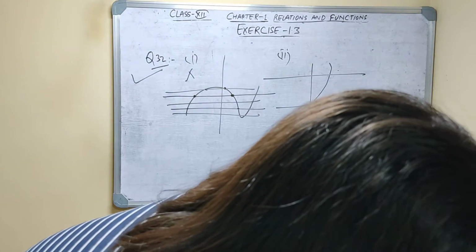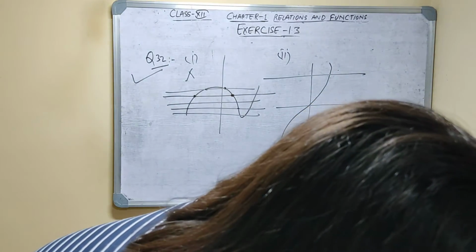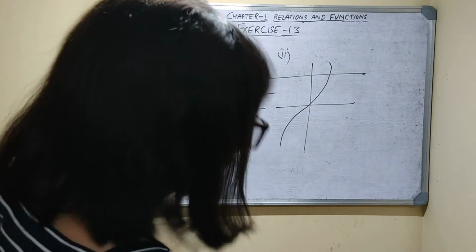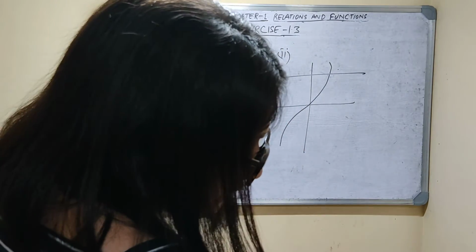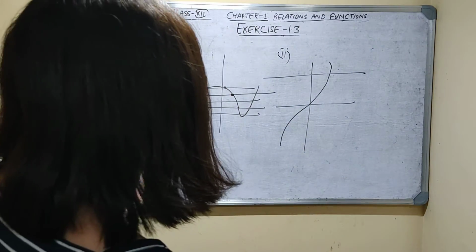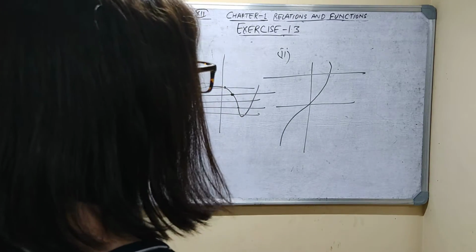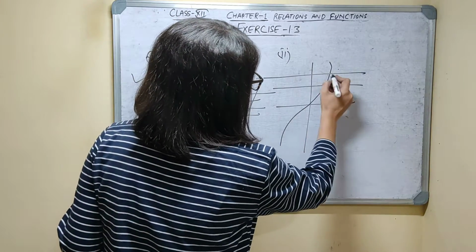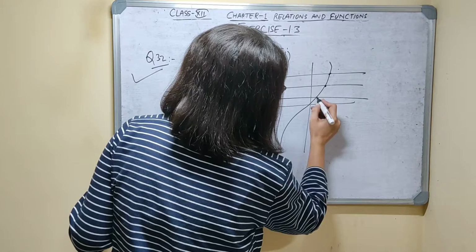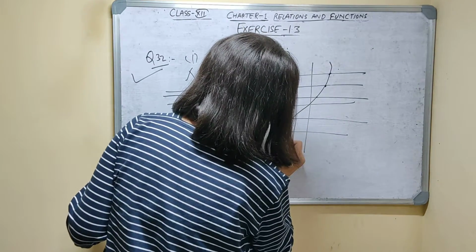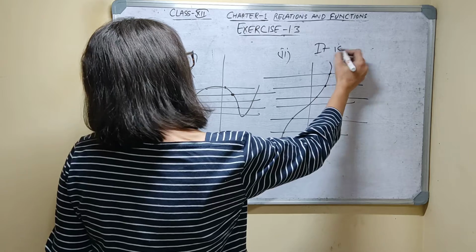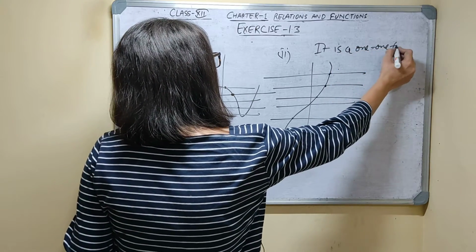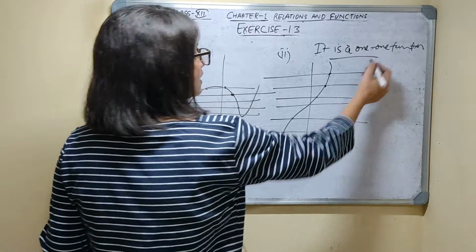If you draw any straight line parallel to the x-axis and it meets the graph in at most one point, it is a 1-1 function. If it's not meeting at a maximum of one point, it's not a 1-1 function. Here, if you draw a horizontal line parallel to the x-axis, it intersects once only, here also once, here also once, here also once. So it is a 1-1 function. Thank you.